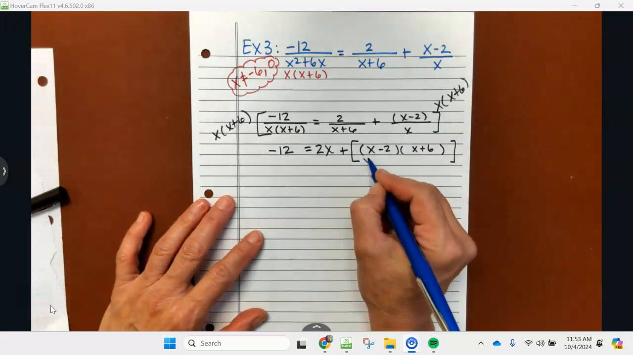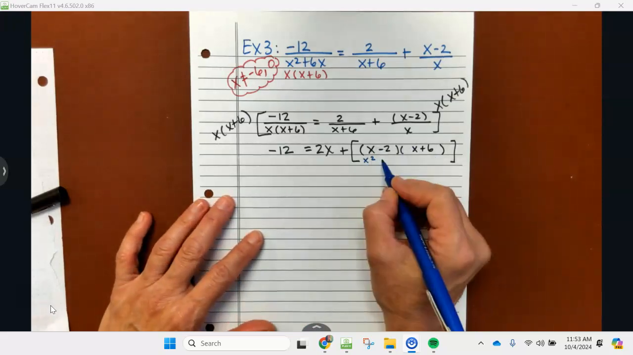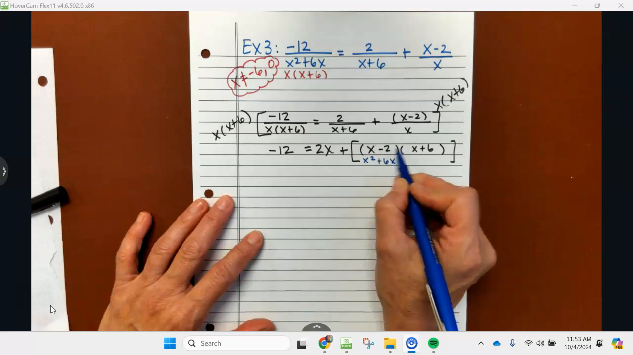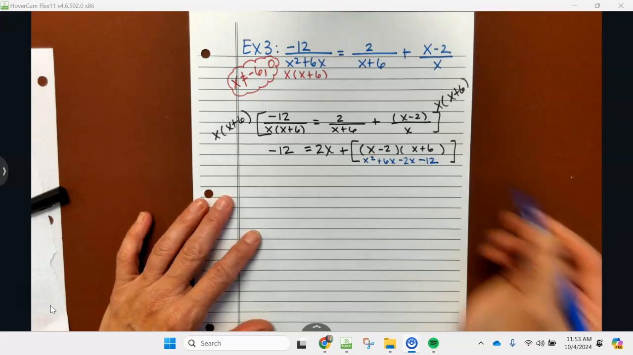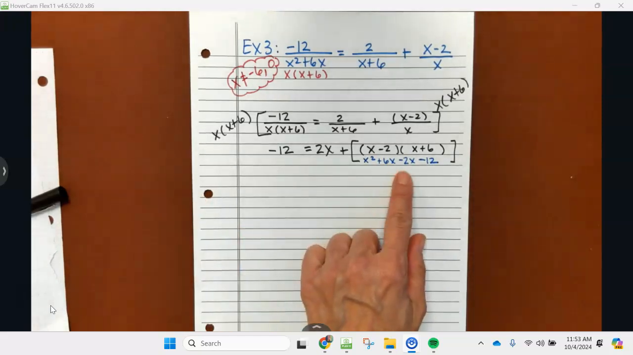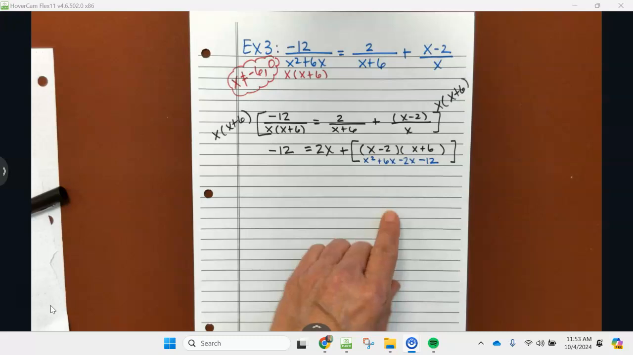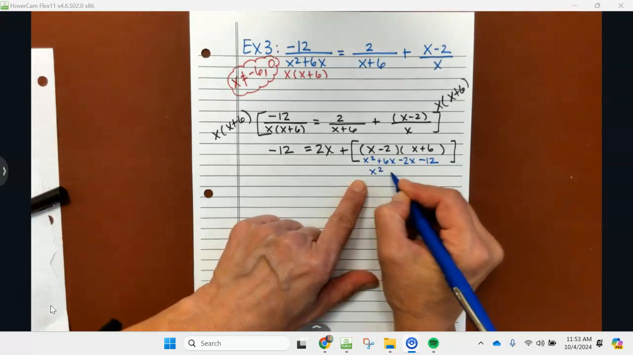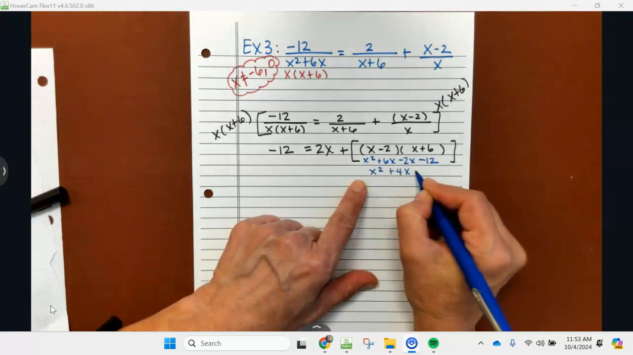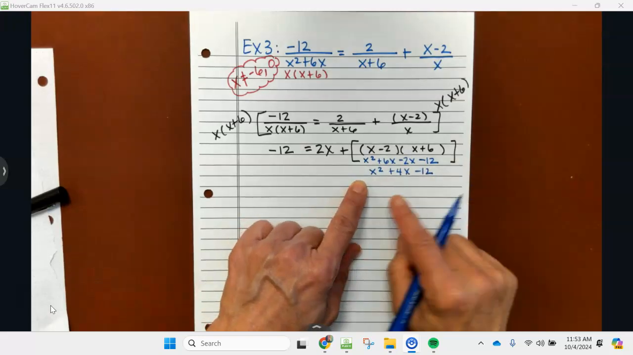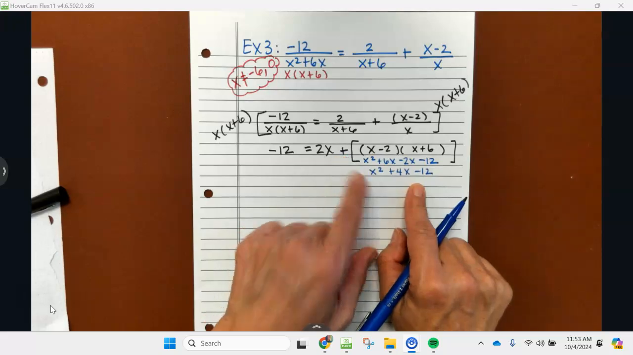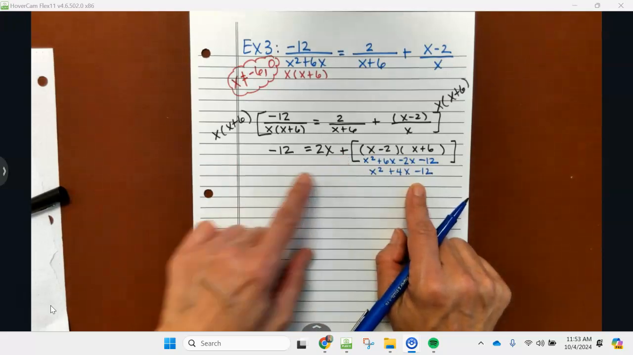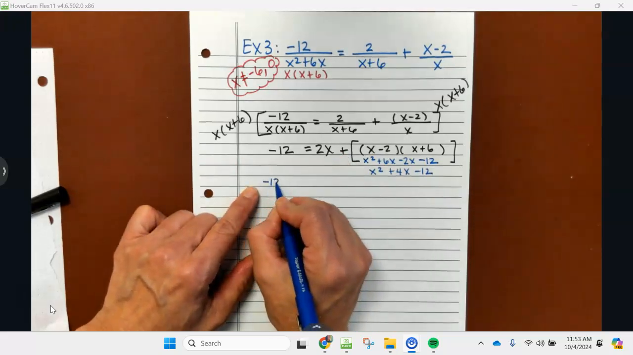X times x is x squared. X times that last term, the 2 inside terms, and the 2 last terms. Looks like we're going to be able to combine these like terms right here. So x squared plus 4x minus 12. And don't forget, this is plus, so none of the signs are going to change. But if that was negative, it would be a different story. So we're going to have -12 on this side.